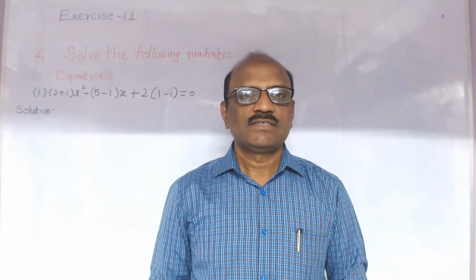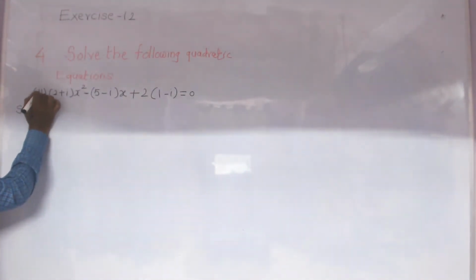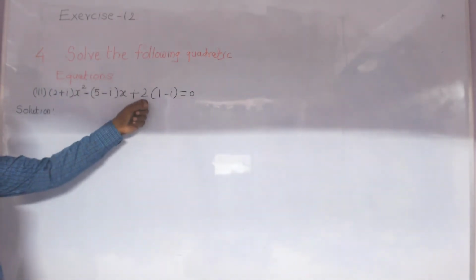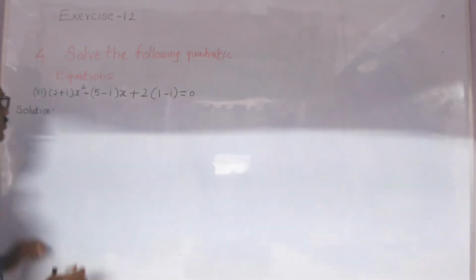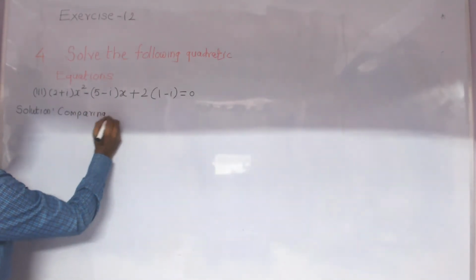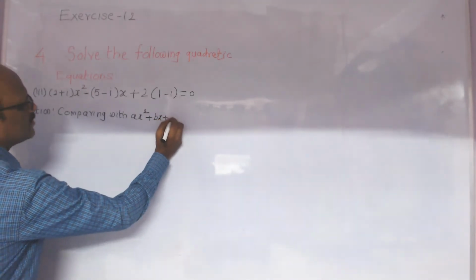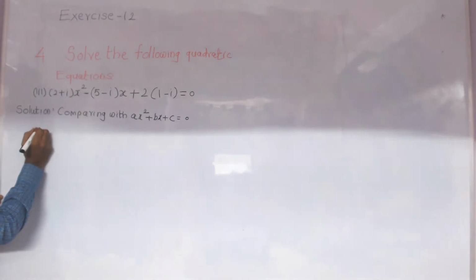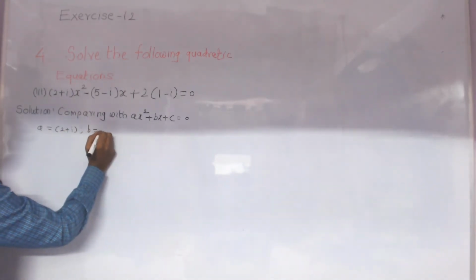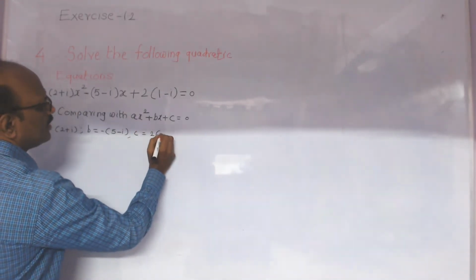Now the next is the third example: (2 plus i) x square minus (5 minus i) x plus 2 (1 minus i) is equal to 0. Again comparing with ax square plus bx plus c is equal to 0, the value of a is 2 plus i, b is equal to minus 5 minus i, and c is equal to 2 (1 minus i).